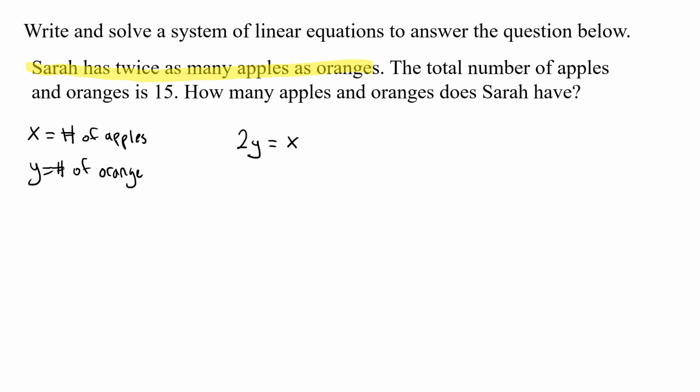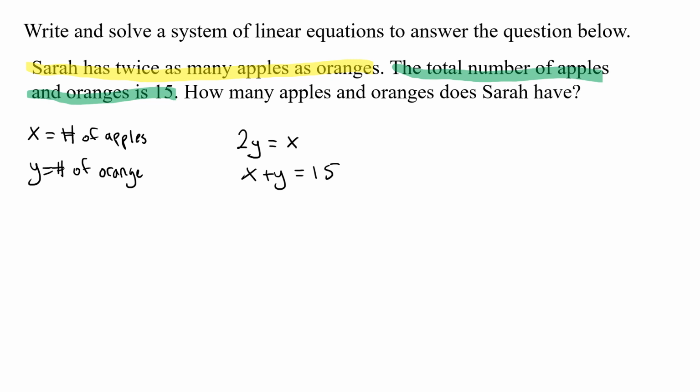And then the next sentence we have is the total number of apples and oranges is 15. So that means for us, when we take the number of apples and we add them to oranges, our total should be 15. So there's our system. So now I want to solve it.